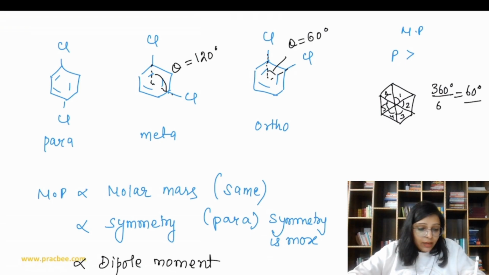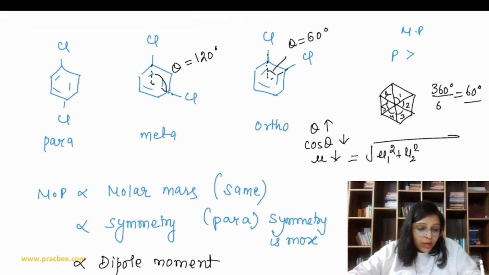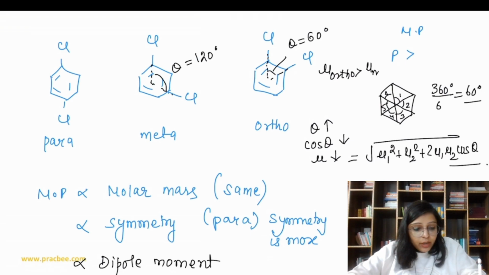So we know that when theta increases, cos theta value decreases and dipole moment decreases. What is dipole moment? It is under root mu1 square plus mu2 square plus 2 mu1 mu2 cos theta. Clear? So it means what we can say that dipole moment of ortho is more than the dipole moment of meta. So melting point order is going to be para, then ortho, and then meta.